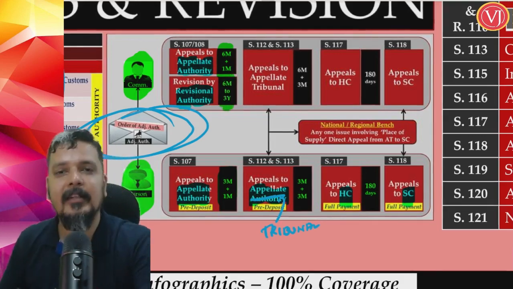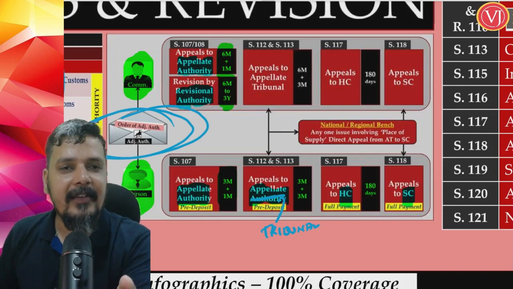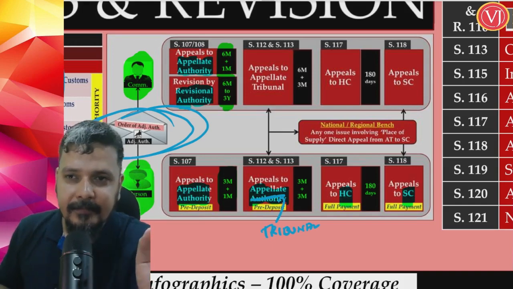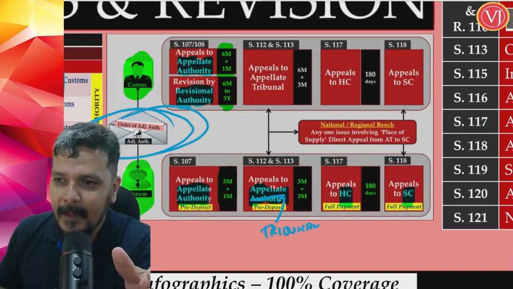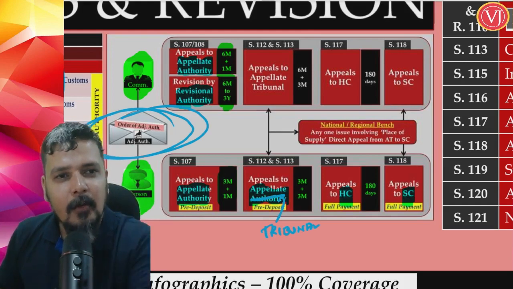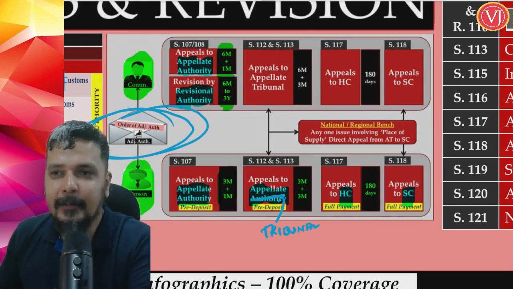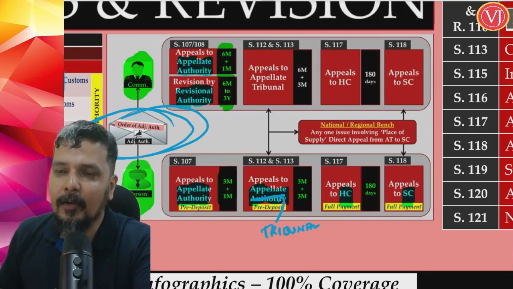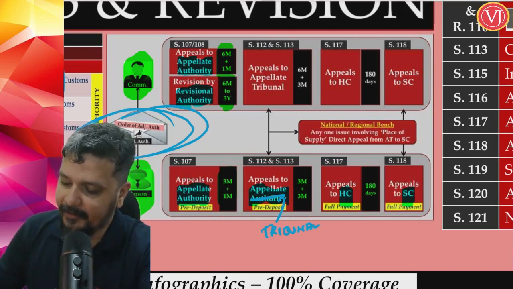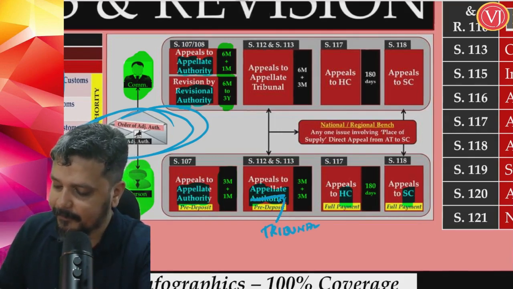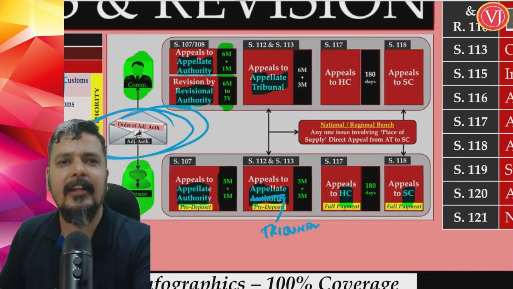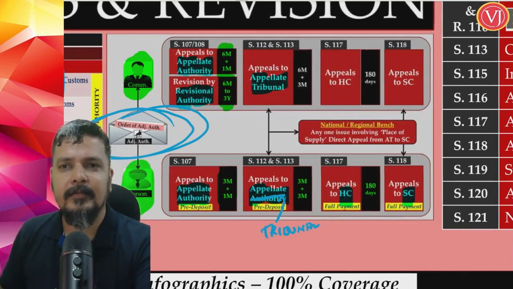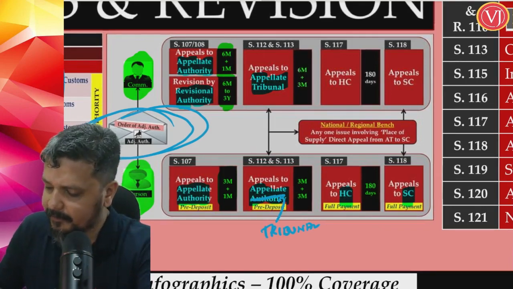In simple language, department is having 3 years time to challenge its own order. Within 6 months, plus 1 month extension, 6 plus 1, go to appellate authority. If you miss the train, don't worry. After 6 months, but within 3 years, go to revision authority. Then next, if the department loses the case there, they can also go to appellate tribunal. Whether time will be less or more? More. For assessee, it was 3 plus 3. Here it is 6 plus 3.